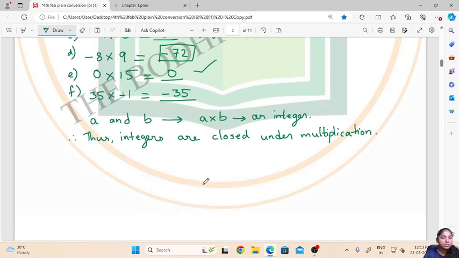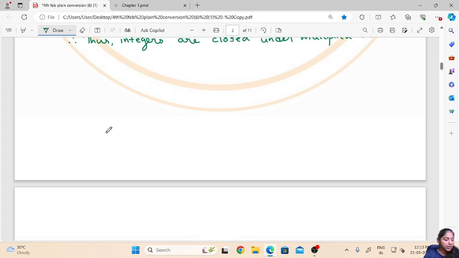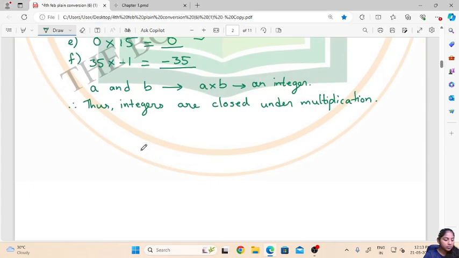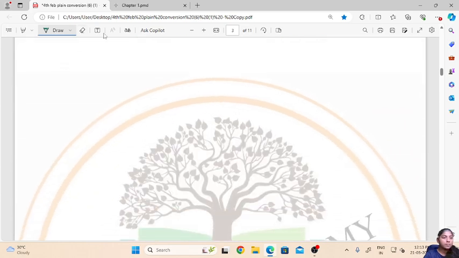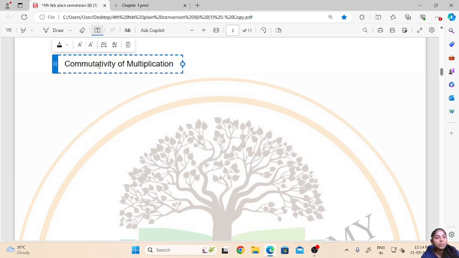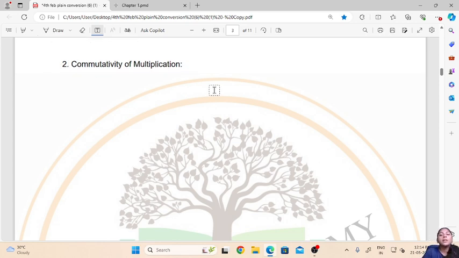Then let us see the next property. The next property is the commutativity of multiplication. We had seen this in case of addition. So let us see commutativity of multiplication.